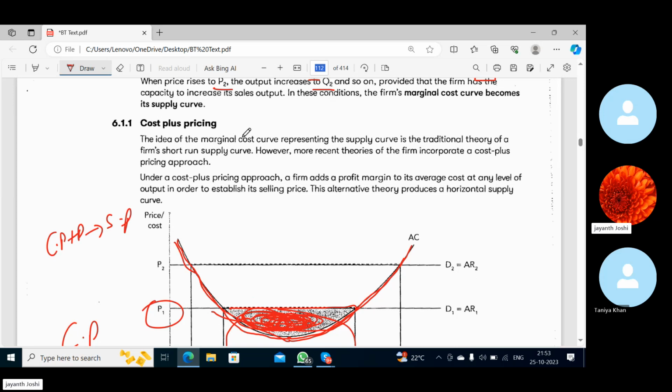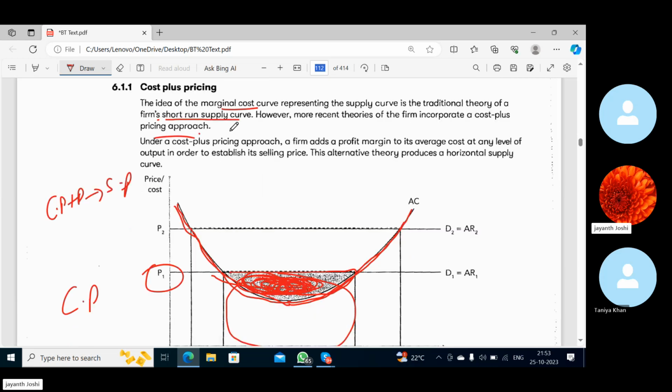So this idea of the marginal cost curve representing the supply curve is the traditional theory of the firm's short run supply curve. This is a short run supply curve in front of you. However, more recent theories of the firm incorporate a cost plus pricing approach. Under a cost plus pricing approach, a firm adds a profit margin, I told you, to its average cost. This is the least cost at any level of output in order to establish its selling price. This alternative theory produces a horizontal supply curve.